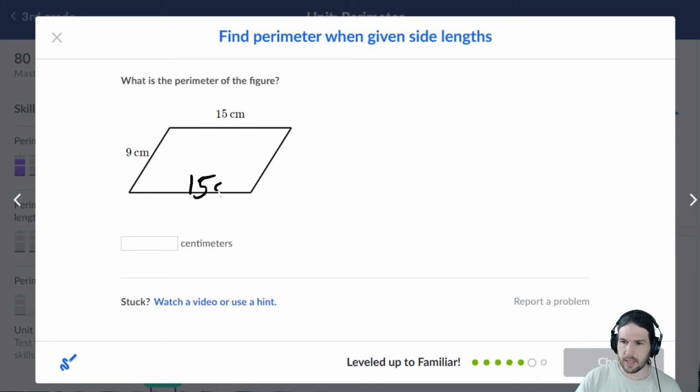So that's 15 centimeters, and that's 9 centimeters. But I don't know that we've been explicitly told that in Khan Academy yet. I'm not 100% sure on that, though. I'll have to look back. But yes, in this case, just like with a rectangle, we can do 15 times 2 is 30, 9 times 2 is 18. Add those up, you get 48.